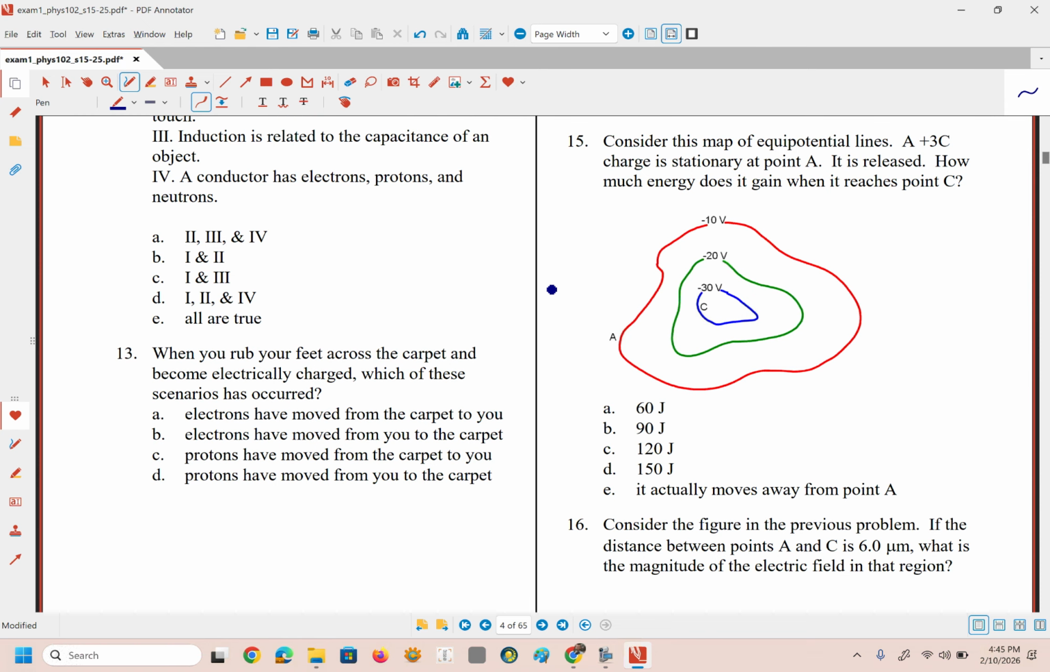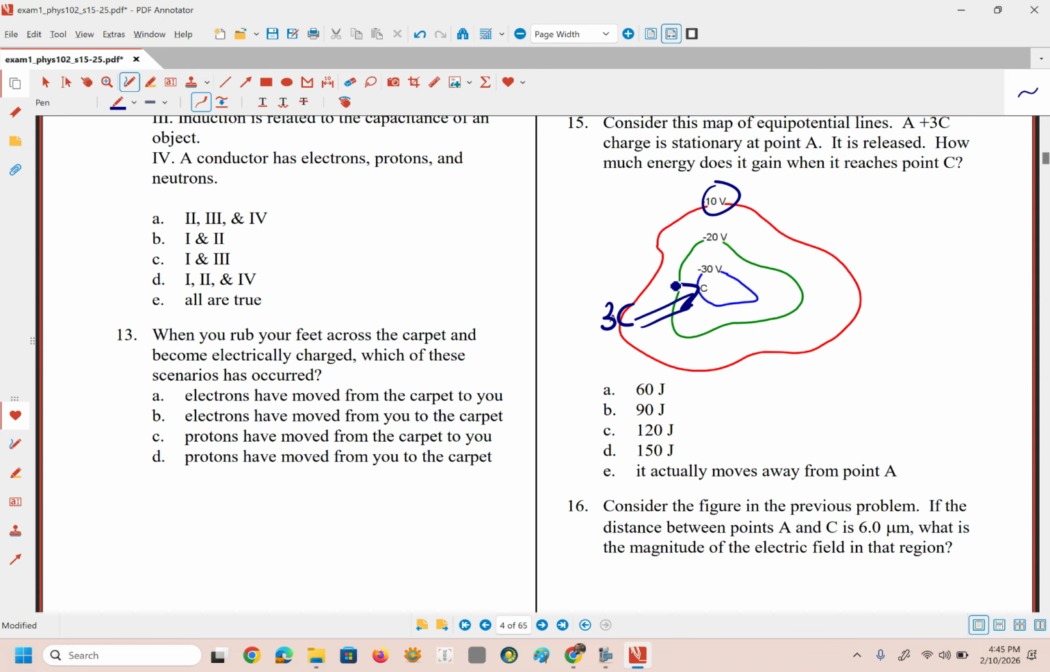Okay, so you are going to see a map of equal potential lines like this. You should probably expect that. I'm sure you've seen them on past exams over the last number of years. I have a 3 coulomb charge that's stationed at point A. So my 3 coulomb charge is here. That's at a potential of negative 10 volts. And then it moves into point C, which is at a potential of negative 30 volts. So I'm going from negative 10 volts to negative 30 volts. That means that my change in potential is equal to 20 volts. Actually, it's negative 20 volts.